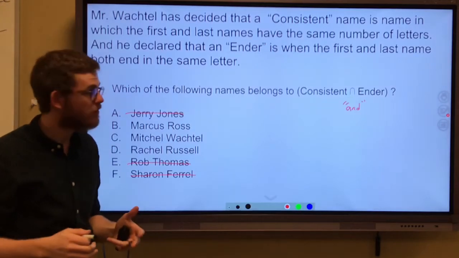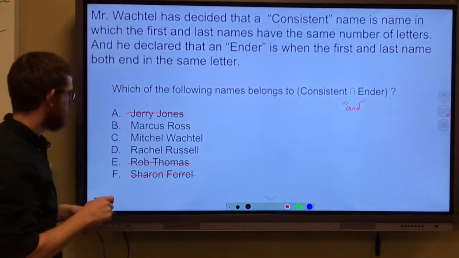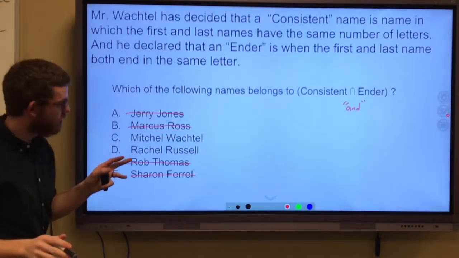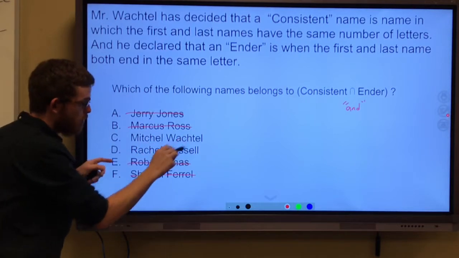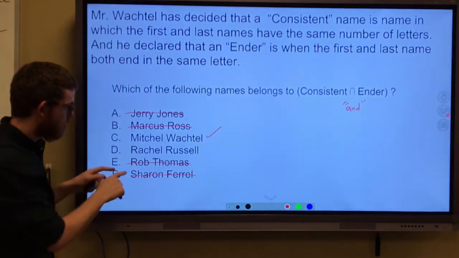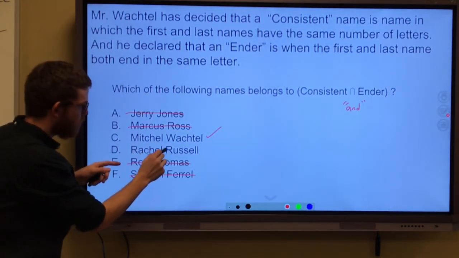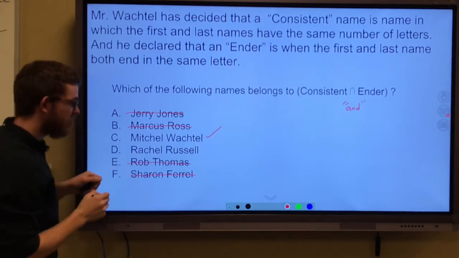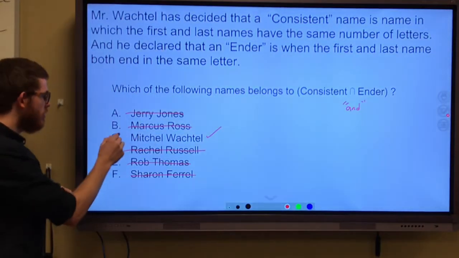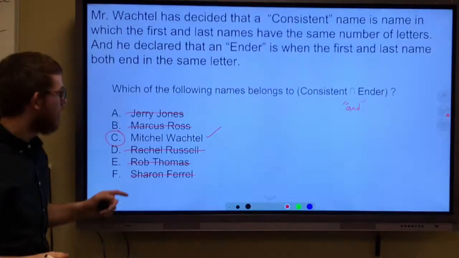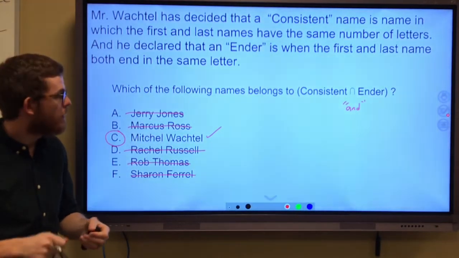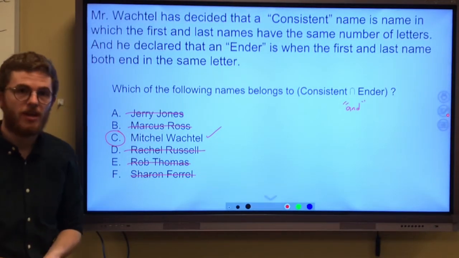In order to be consistent, they have to have the same number of letters. Marcus Ross, those 6 letters, that's 4. Not consistent. Mitchell Wachtel, those both have 7. So this is consistent and ender. Rachel Russell, 1, 2, 3, 4, 5, 6. 1, 2, 3, 4, 5, 6, 7. There's 7 and 6, so that's not consistent. The only one of these names is my own that is consistent and ender. This is the only name that belongs to the intersection. It is true. It is both consistent and ender.